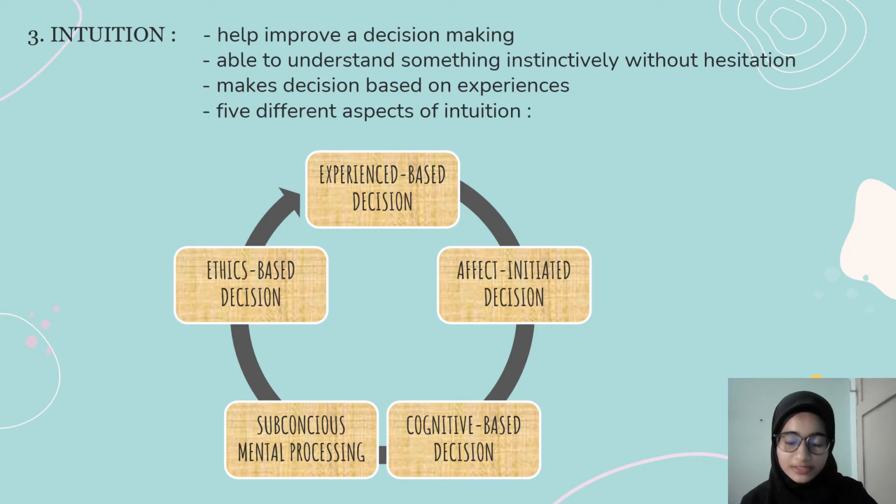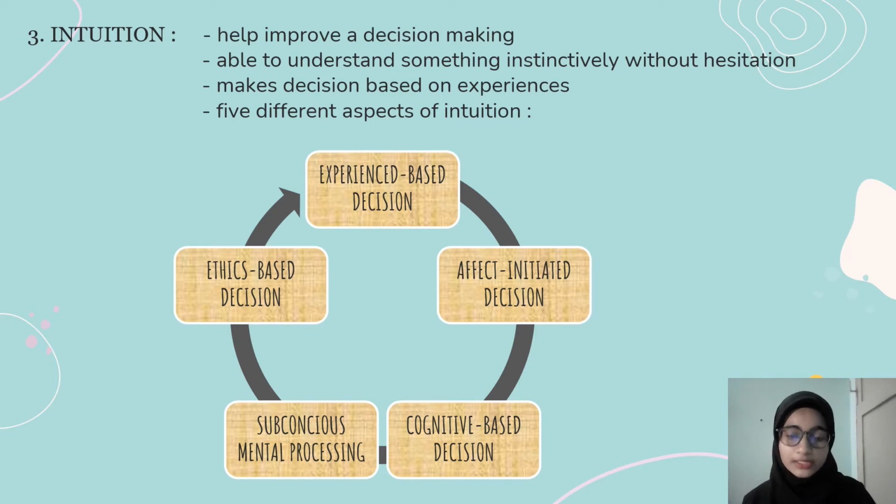So basically, the decision that they make is influenced by their emotion at that time. The third one is cognitive based decision. The decisions made by managers are usually based on their skills, wisdom, or knowledge. Cognitive based decision is different from experience, because in experience they only use their experience, but in cognitive based decision they use their skills, their original knowledge, wisdom, and so on.